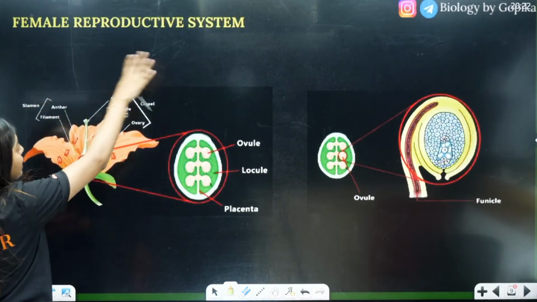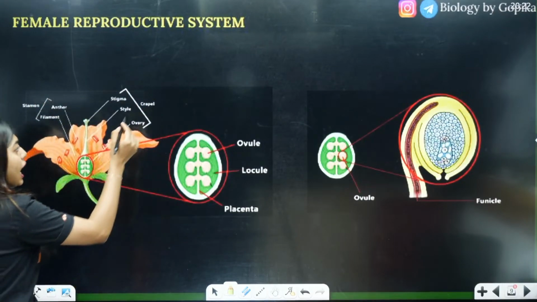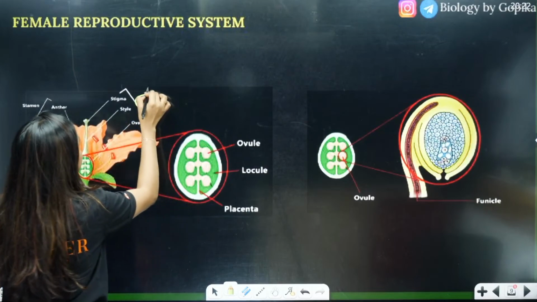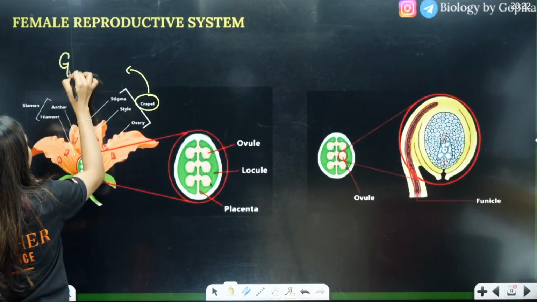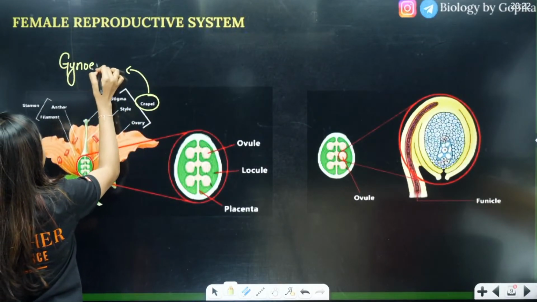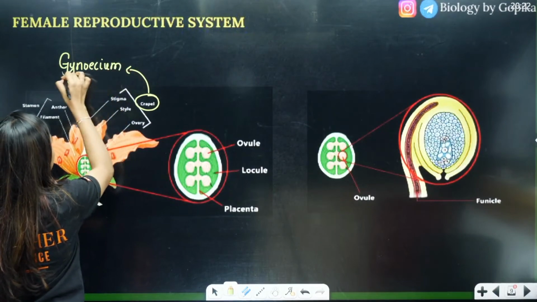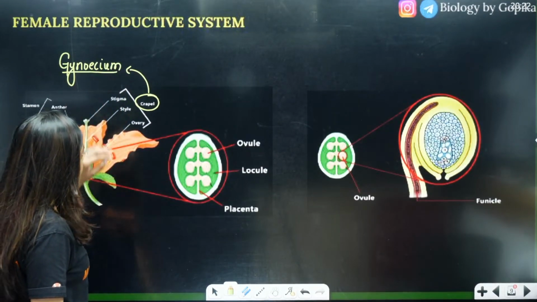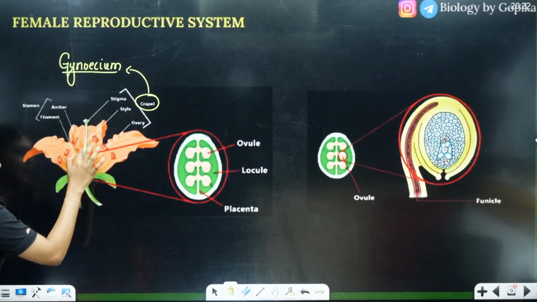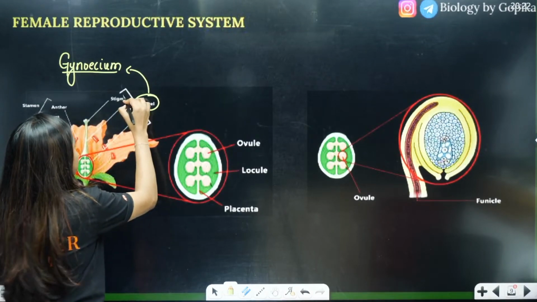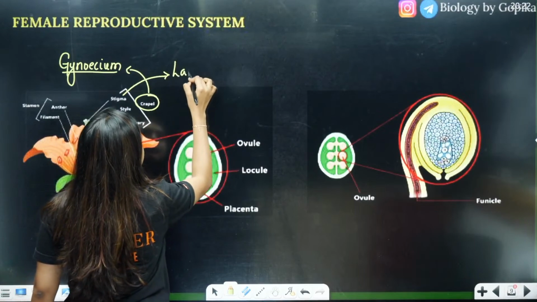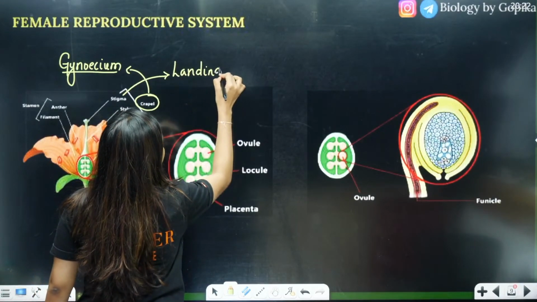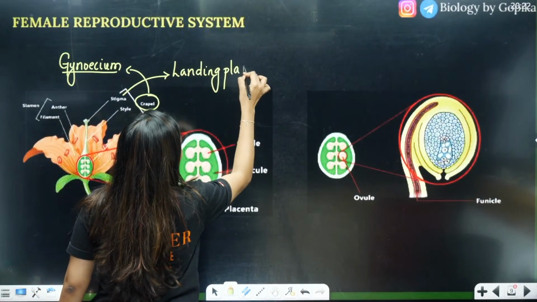Now, female reproductive system, students, what is there? I told you, carpel. Carpel is going to make the units for your gynoecium. Now, look here: stigma, style, ovary. Stigma is what? Stigma is the landing place for the pollen grains.